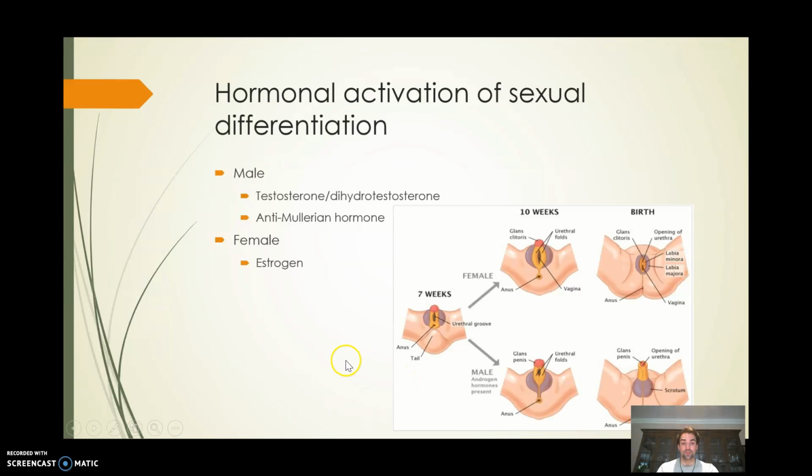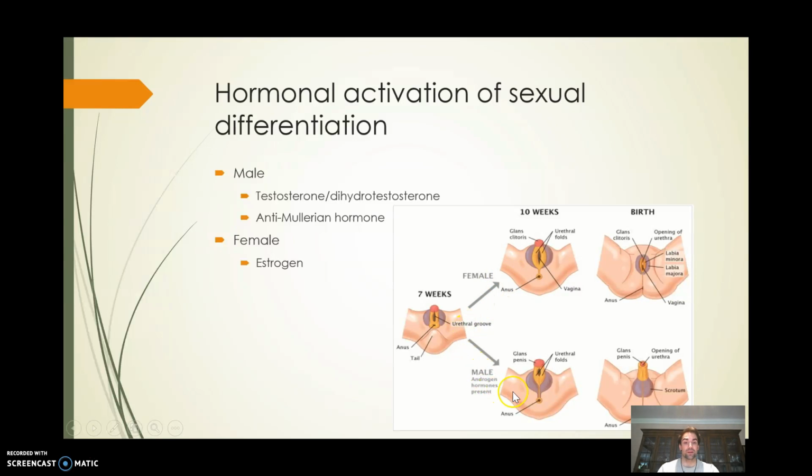So in this image down here on the bottom right, we can see that at 7 weeks, it's completely undifferentiated. There's all of the same organ systems right here. We have what would be the tail if we were a lesser developed mammal. We have the anus and the urethral groove, and there's not really much going on here until this SRY gene activates the testis-forming pathway. And so then we start to see it take this split.